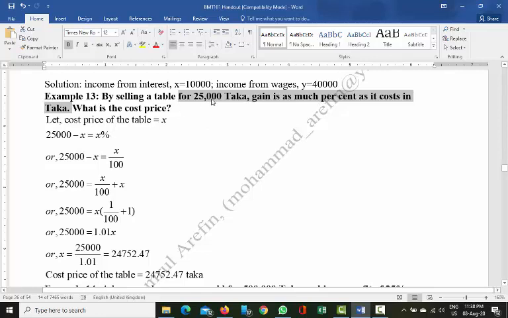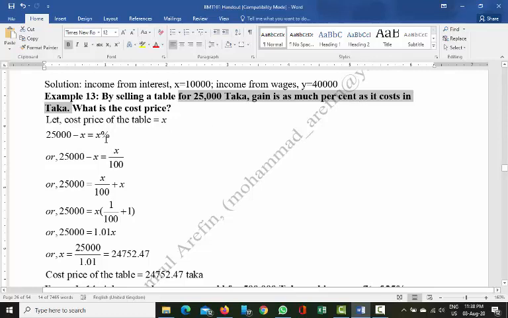If you sell the table at 25,000 taka and cost is x taka, so profit is 25,000 minus x. So this is the profit, which is equal to as much percentage as it cost. Cost is x, so it is equal to x percentage.